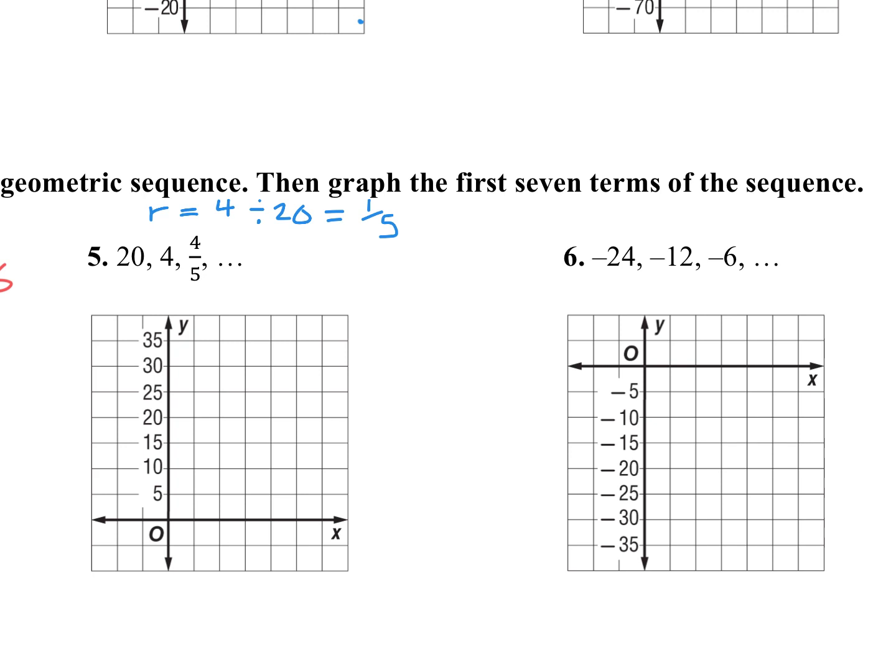And now we keep going. Times 1/5, you get 4/25. Times 1/5 again, 4/125. Then 4/625. And then 4/3125.